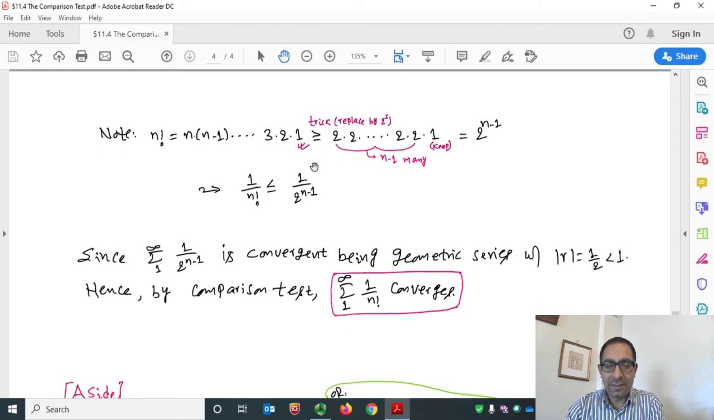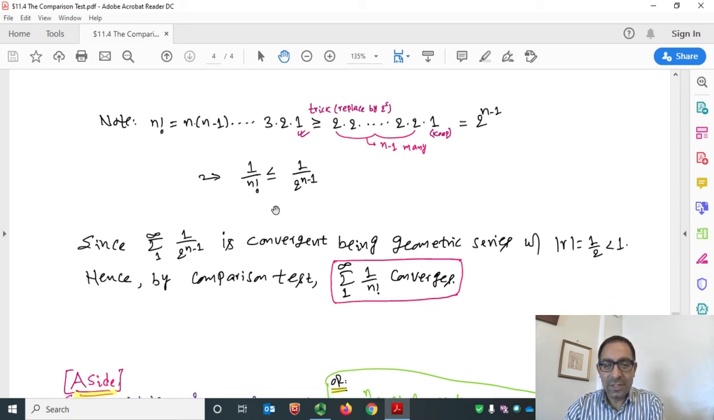And this series, we know this series is convergent, right? Since the series on the right hand side is convergent, being a geometric series with common ratio 1/2, which is less than 1. Hence by comparison test, the given series of 1 over n factorial also converges. Great.